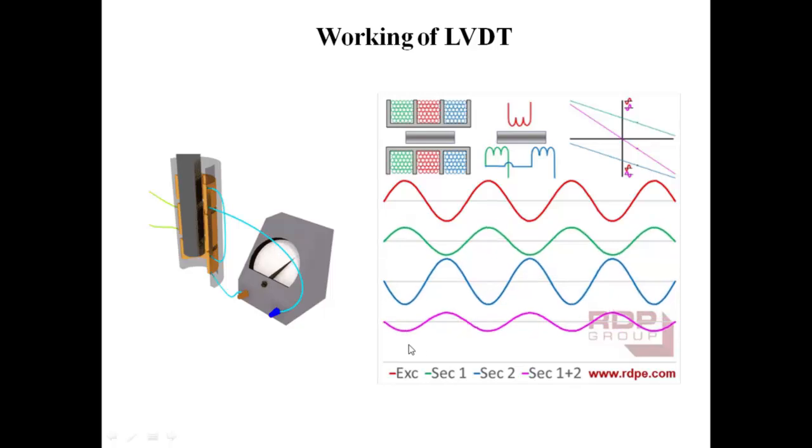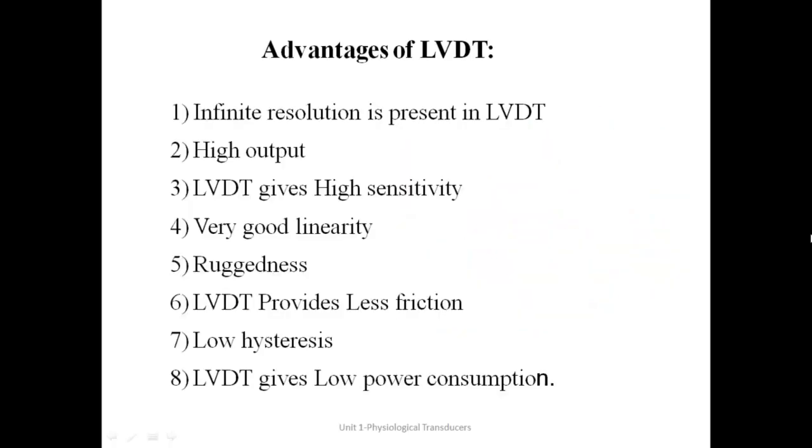So we can see that we have a lot of advantages of using an LVDT. It has an infinite resolution. Okay, it has very high input. LVDT has a very high sensitivity, because even a slight movement can introduce a large change in the mutual induction. It has very good linearity. That means there's a linear relationship between input and output. It's very rugged. That means it's quite robust to use. It provides almost zero friction. There is only slight air friction when the core is moving. It doesn't have any hysteresis, and it gives very low power consumption.